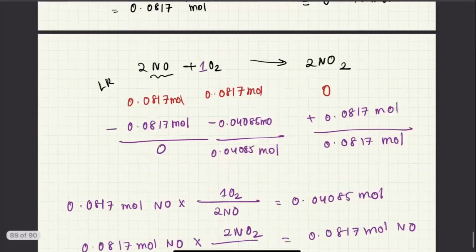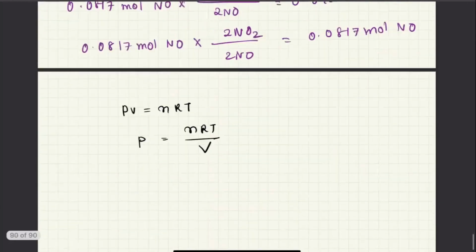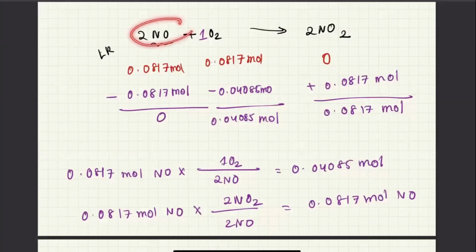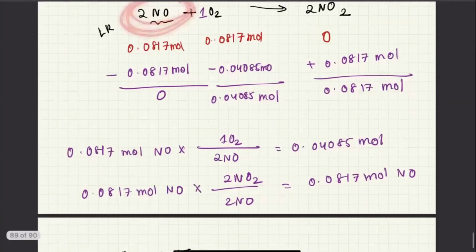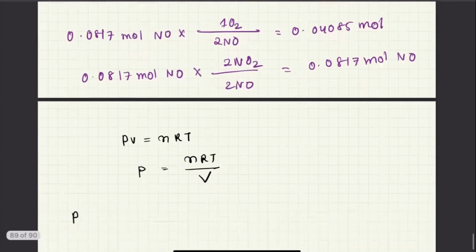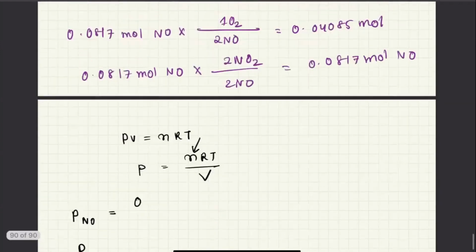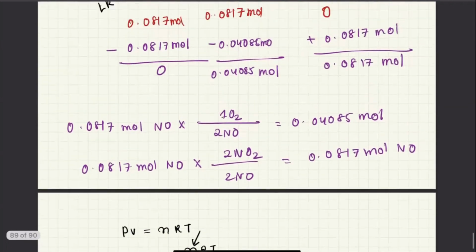Okay, now what we do, we find the pressure of each of that. So first, because we know that there is no remaining NO, right? So for NO, because there is no remaining NO, the mole is going to be 0. So 0 multiplied with anything and divided with anything doesn't matter. It's just going to be 0. So the partial pressure of NO is 0. And then the partial pressure of what? O2, right?